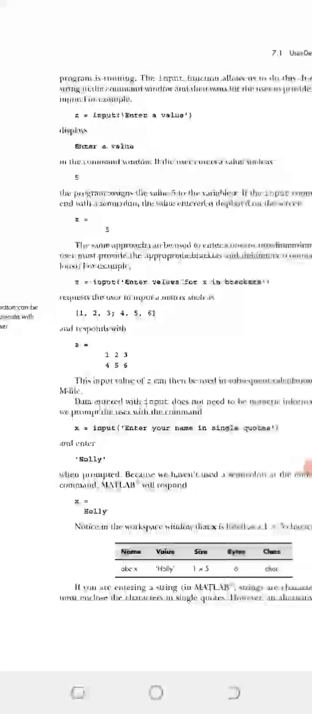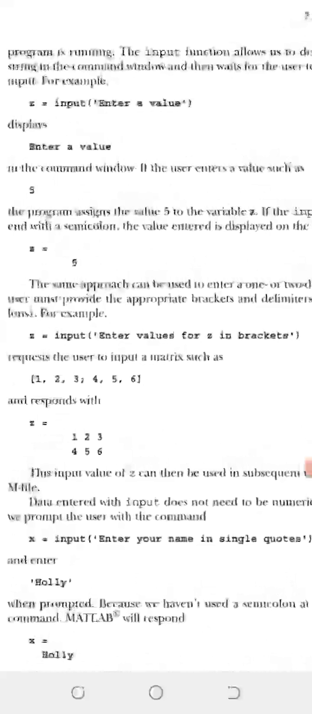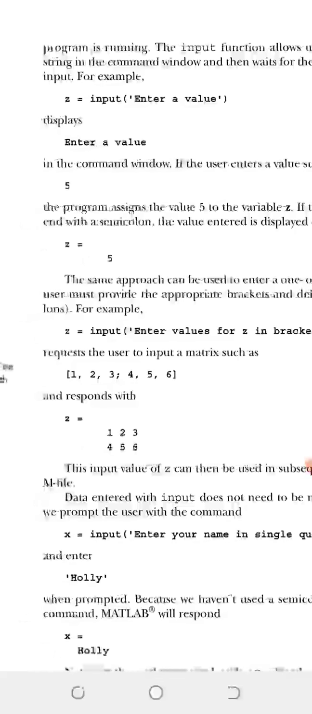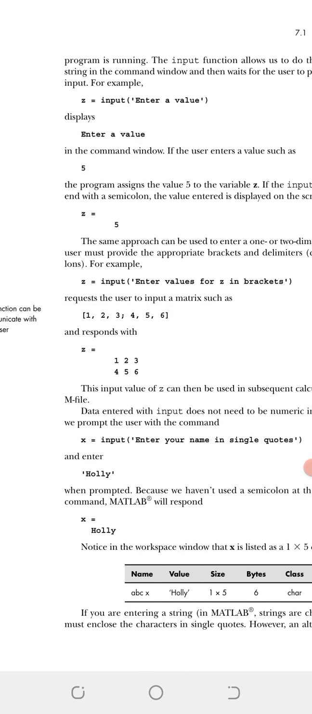Here we have Z. Z is a variable. So Z is assigned to input, 'enter a value'. When you execute this particular command, what you're going to see is "enter a value", the string that was written after the input function. When you're asked to enter a value, once you place 5, Matlab will assign this 5 to variable Z.